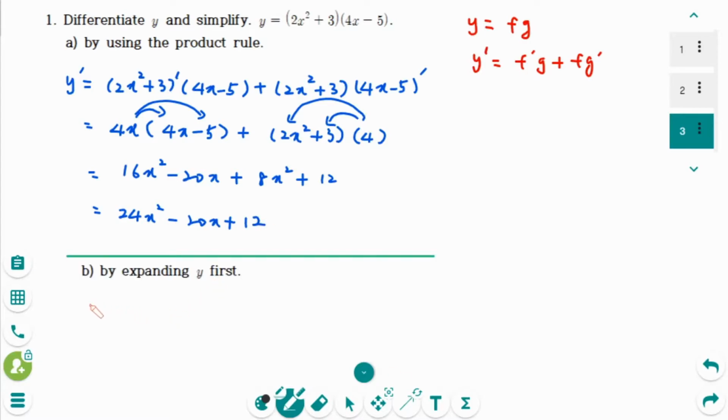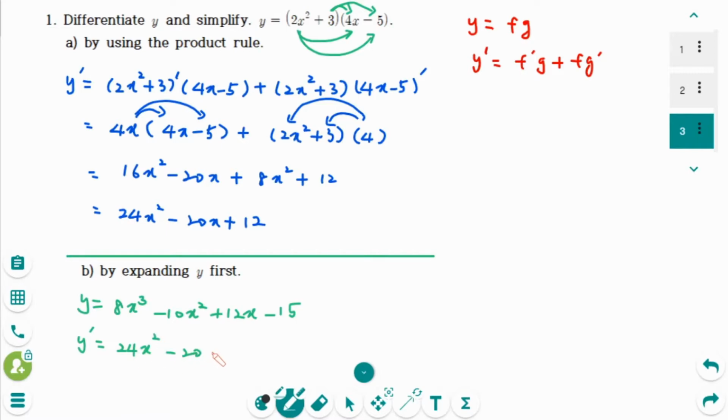Number 2, expand: 8x cubed minus 10x squared plus 12x minus 15. So y' equals 24x squared minus 20x plus 12. We have the same answer.